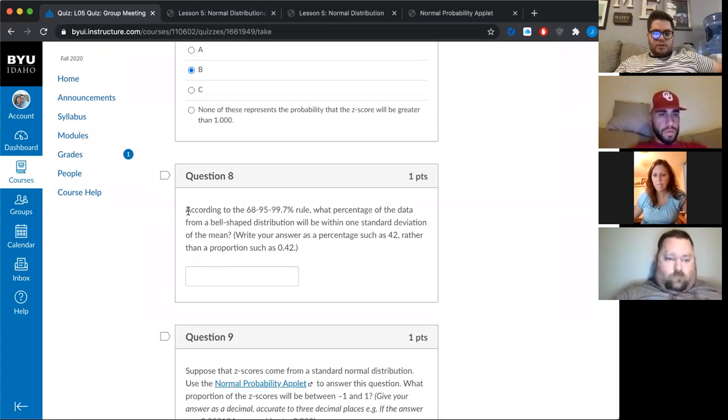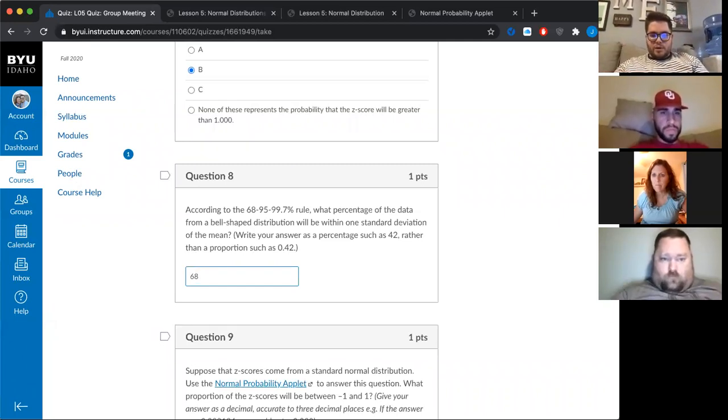Question 8 says, according to the 68, 95, 99.7% rule, what percentage of the data from a bell-shaped distribution will be within 1 standard deviation of the mean? Well, that would be the 68, right? Yeah, so that 68 is that first middle section of the graph.